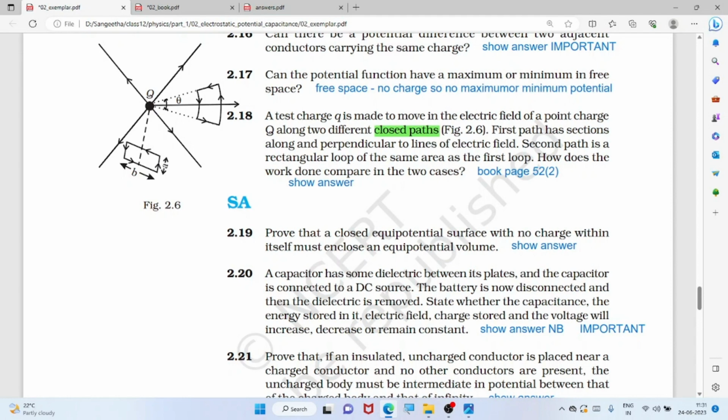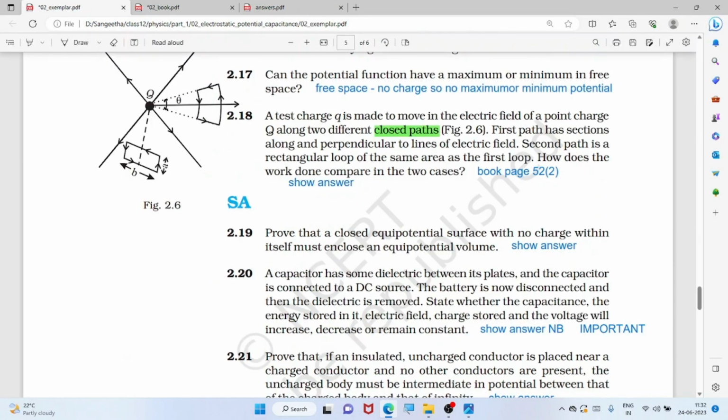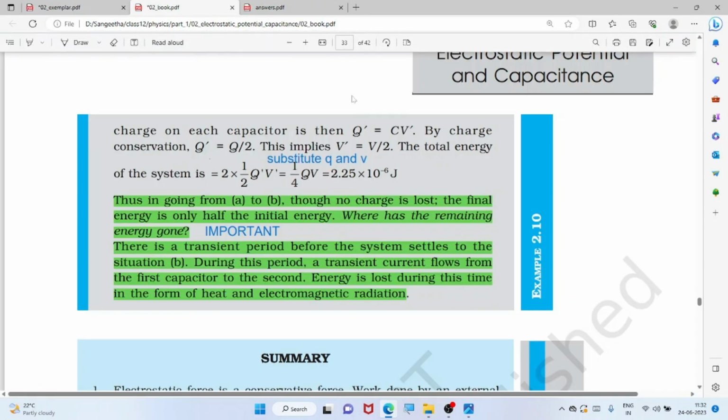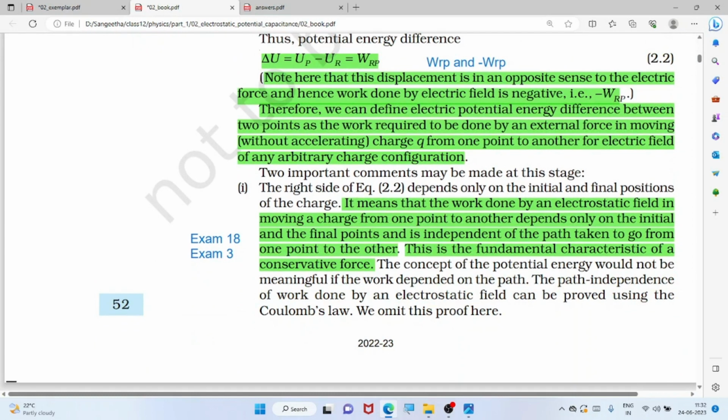See here, what we have to know is that work done depends on the initial and final point. So this is a closed path. If both points are the same, the work done is 0. Okay, 2.18. As the electric field is conservative, work done will be 0 in both the cases. Work done depends on initial and final points, so initial and final points are the same. The work done is 0.